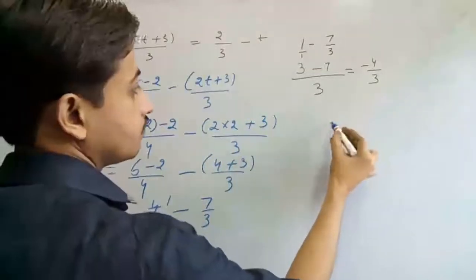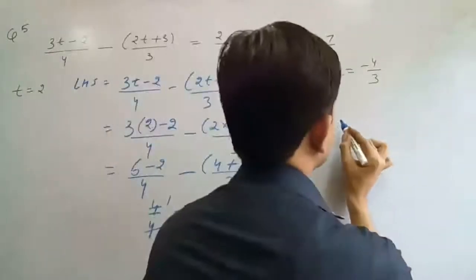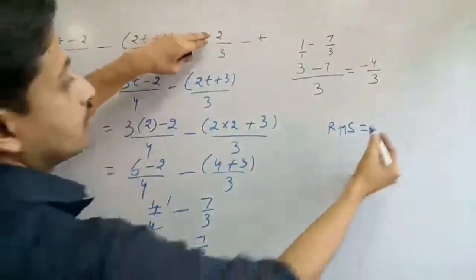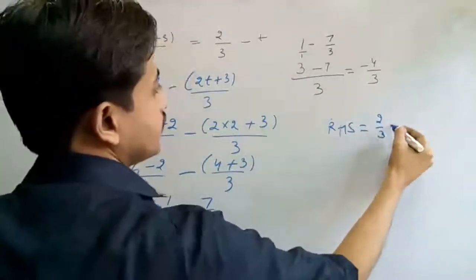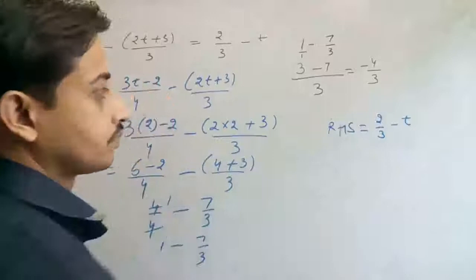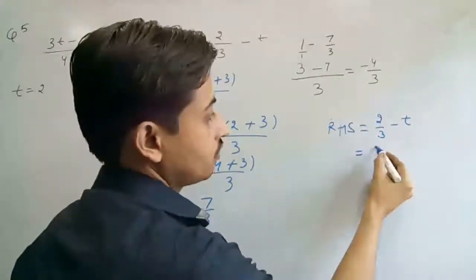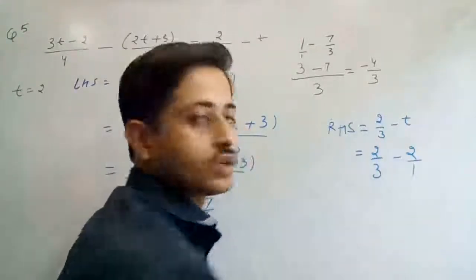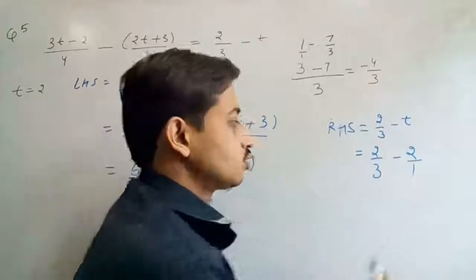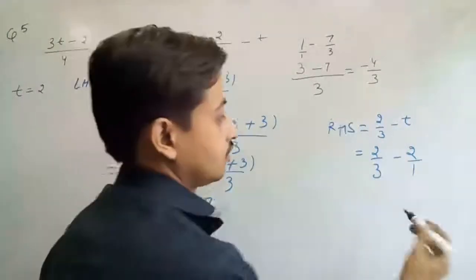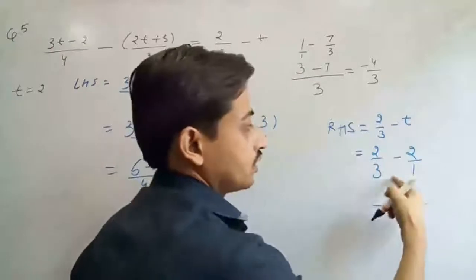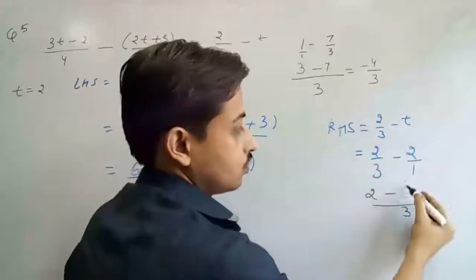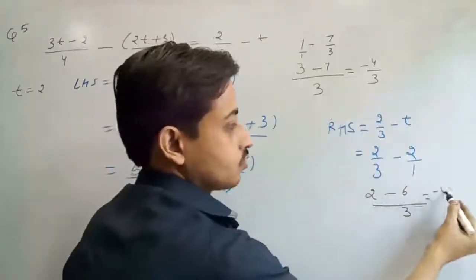Now we have to do the right hand side also. What's the right hand side? Right hand side is 2 by 3 minus t. So what's the value of t? It is 2. I am also writing it divided by 1 because the term is rational. It's very easy to solve. How do we get? 3 into 1, 3. 1 into 2, 2. 3 into 2, 6. 2 minus 6, minus 4 by 3.